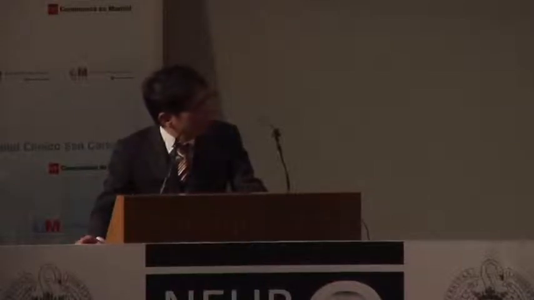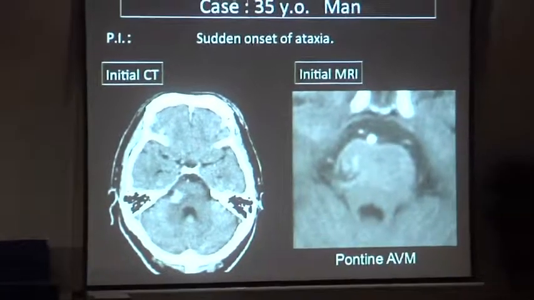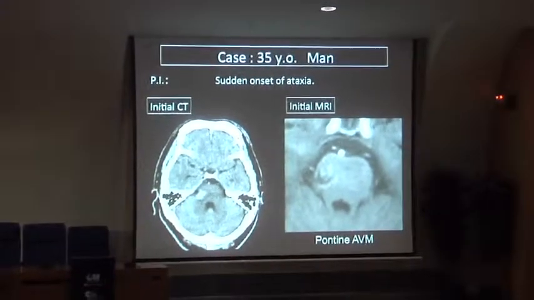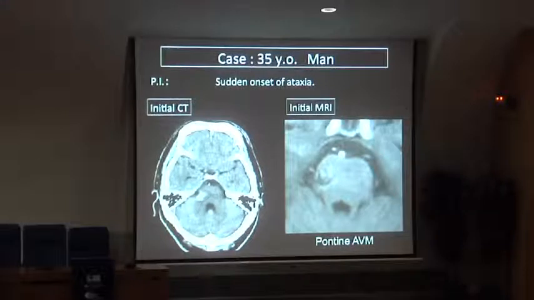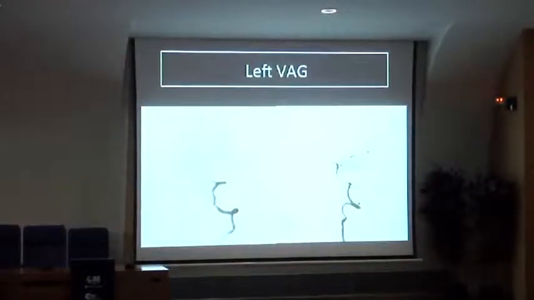Let's move to today's main topic. Treatment of ruptured brainstem AVMs is a challenging area, obviously. First case is a 35-year-old man. He suffered from sudden onset of ataxia. CT scan showed the brainstem hemorrhage, and MRI showed a pontine AVM. We performed the angiogram.